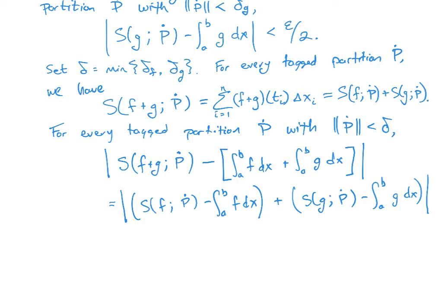And now we get the triangle inequality. Okay, so absolute value of the sum is at most the sum of the absolute values. I can drop those parentheses now.